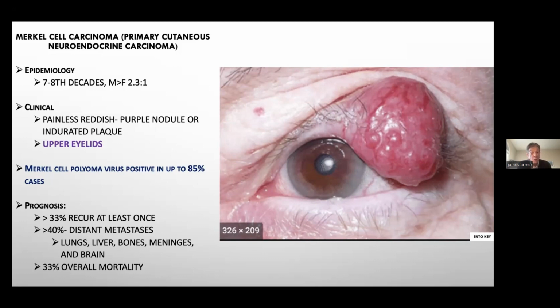it's a bad tumor. If you look at the prognosis, 33% recur at least once, 40% have distant metastases to the lungs, liver, bones, meninges, and brain, and 33% die of this tumor in a group of patients that are already elderly. So this is a bad actor.